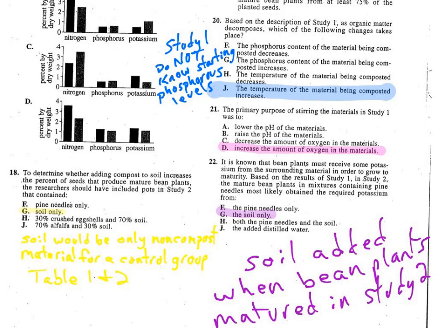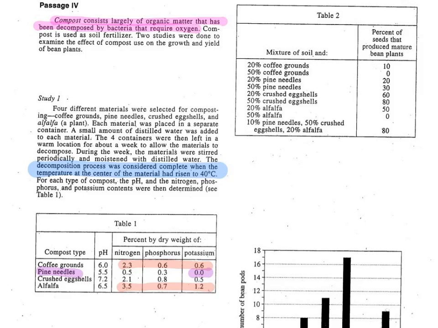Question 21 asks us which of the following was the primary purpose for stirring the materials in study 1. Well, they talk about either raising or lowering the pH or decreasing or increasing the amount of oxygen in the materials. Well, in study 1, we notice that pH is different for these, but we don't know what the original values were, so we don't know if it increased or decreased as it composted.